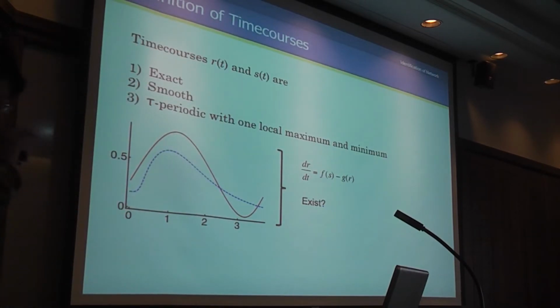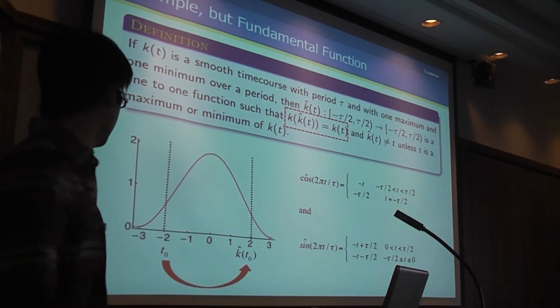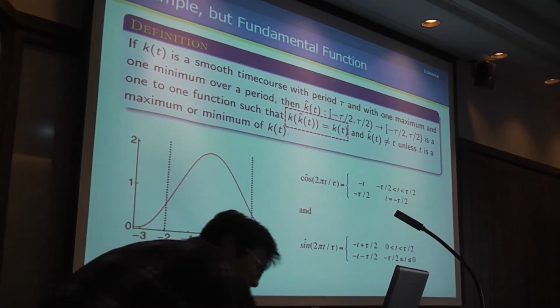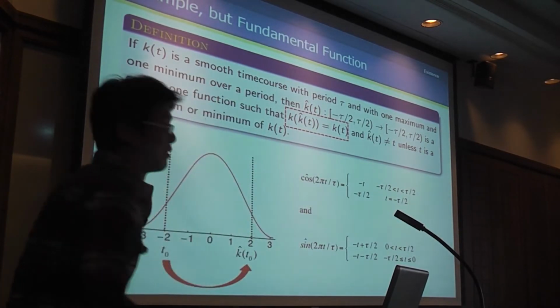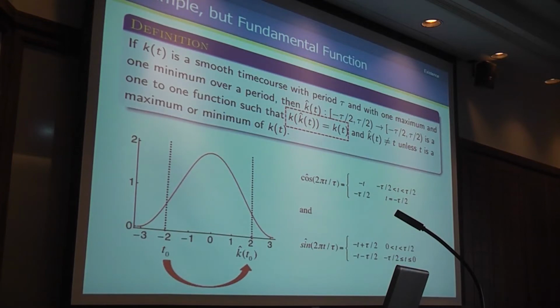So here I assume that time courses are exact, with no noise, and smooth, and they have the same period, for instance, a 24-hour period. So to answer this question, these simple but fundamental functions are essential. It looks complex, but it is very simple. It is a kind of middle school function. So, can I write it? Is it true? I guess so. It looks so fancy. Doesn't look like a wall. Okay.